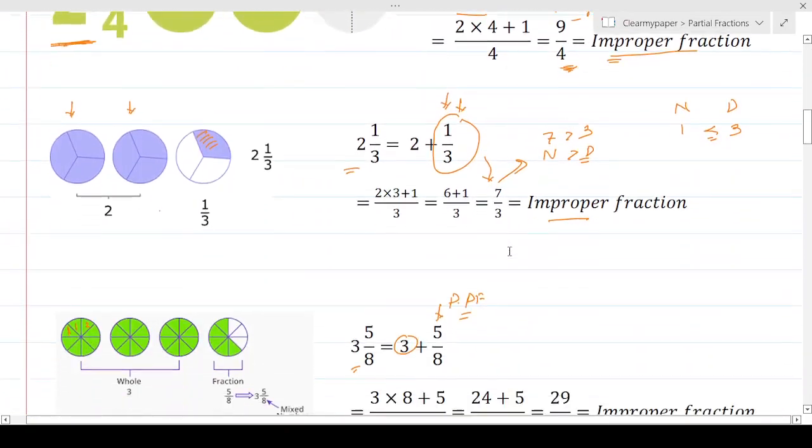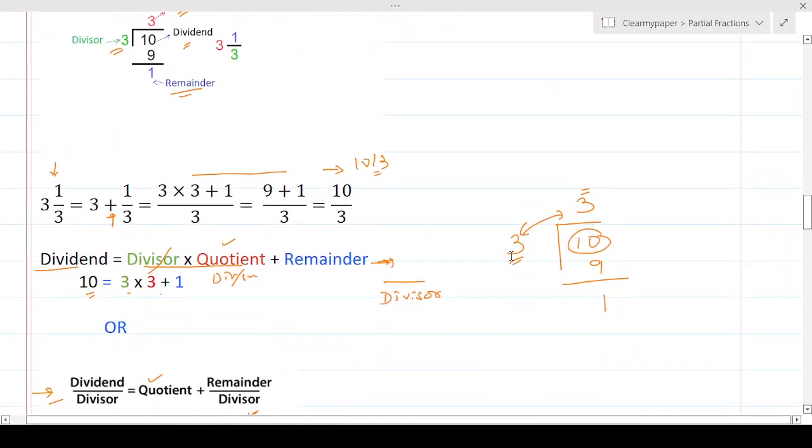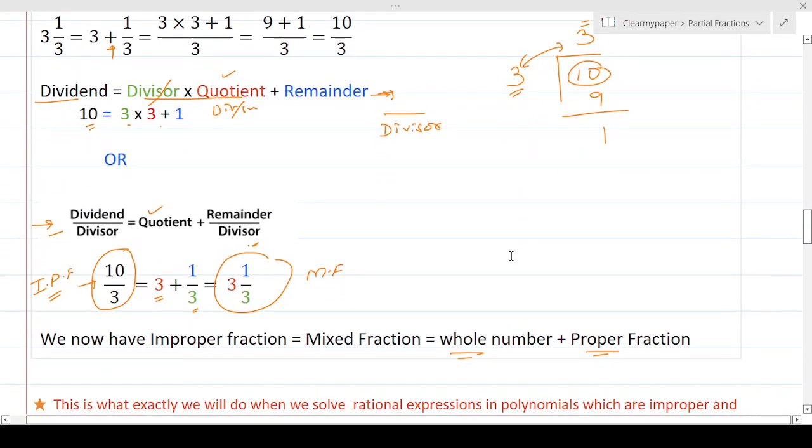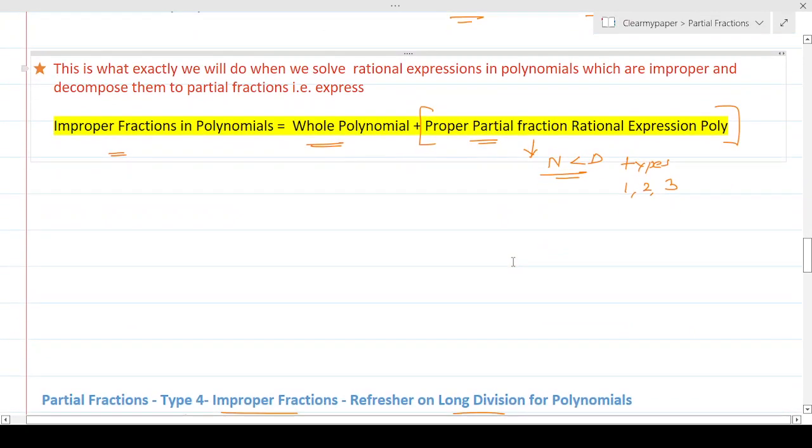In that episode, where we concluded is we understood how to do long division in the context of improper fractions, and we also understood what a mixed fraction is, and we were trying to apply the same concepts to the polynomial world. Where we stopped was improper fractions in polynomials. Whenever we have a type 4 improper fraction in polynomials, we'll first express it in a mixed format, which means we'll have a whole polynomial and then another part added to that, in a proper partial fraction format, and then we can solve this separately. That's what we understood.